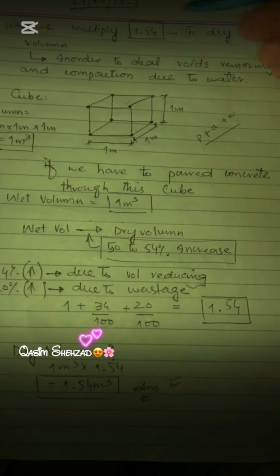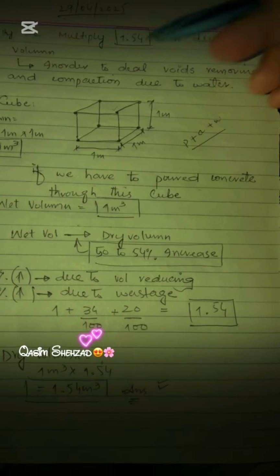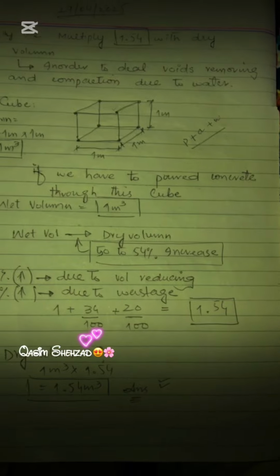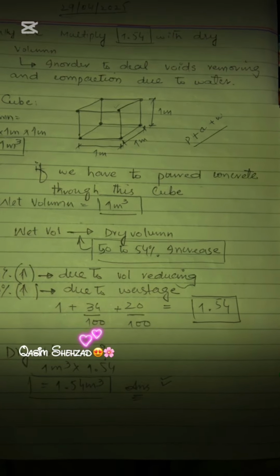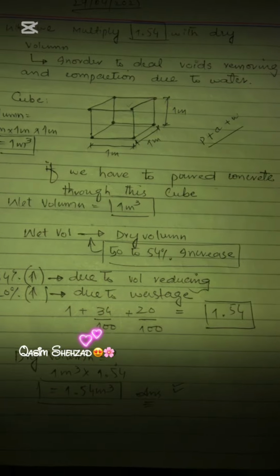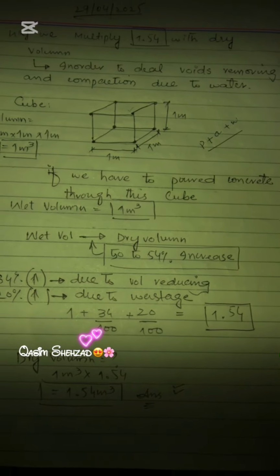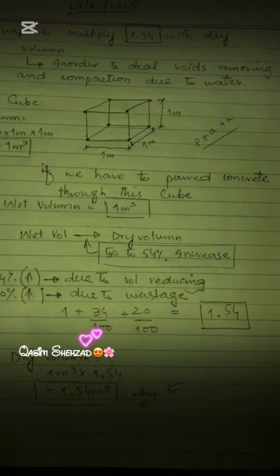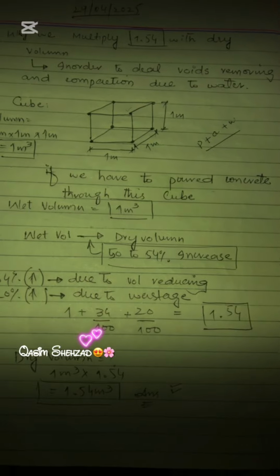Our dry volume should be multiplied by 1.54 in order to account for voids removal and compaction due to water. If we make concrete, we make a paste, so there are voids in our dry volume, and when we make the paste, these voids are removed. That's why we multiply the dry volume by 1.54.